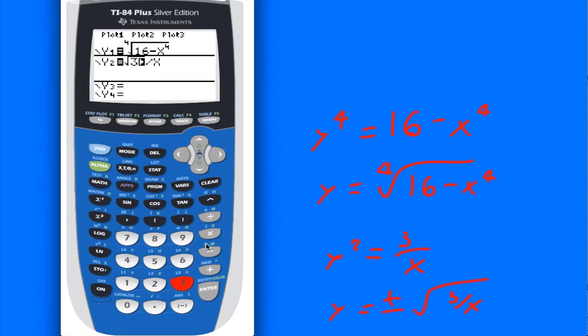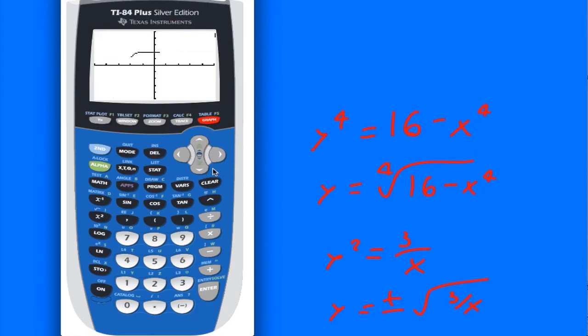Oh no. 3 over x. There you go. So graph it. You get that. You have some intersections over here, a lot of intersections. I have 2 intersections, and we should have put the negative square root of 3 over x, so that way we'd get 2 more intersections.